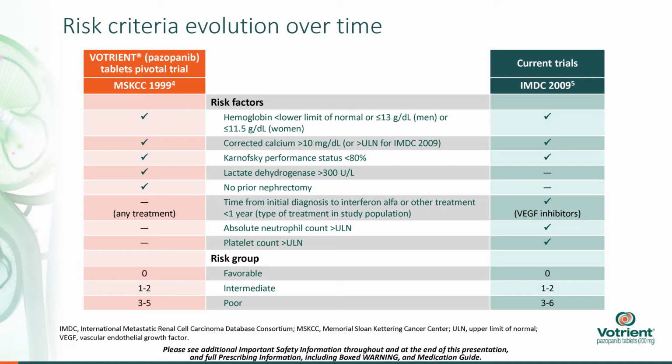When considering favorable risk patients for treatment with Votrient, you have to keep in mind that the risk criteria have evolved over time. When the Votrient pivotal trial was conducted, the MSKCC 1999 criteria were used, and these are different from the IMDC 2009 criteria. For instance, in the IMDC 2009 criteria, if a patient's disease became metastatic less than a year after the initial diagnosis, this is considered an intermediate risk patient. However, in the MSKCC criteria, that would have been a favorable risk patient.